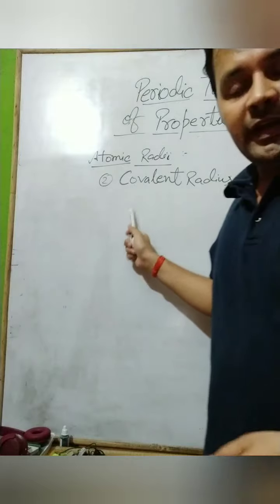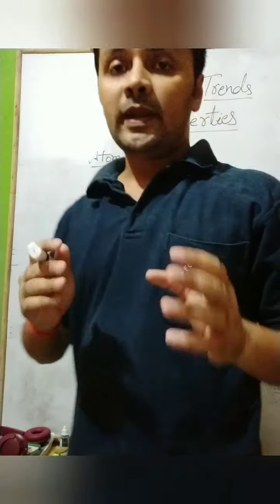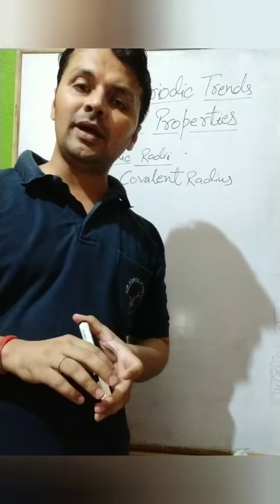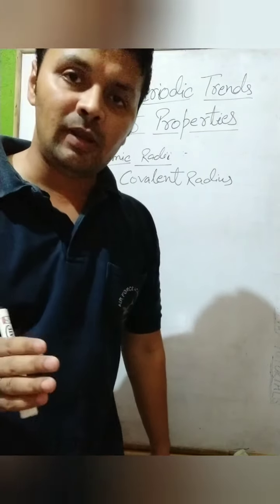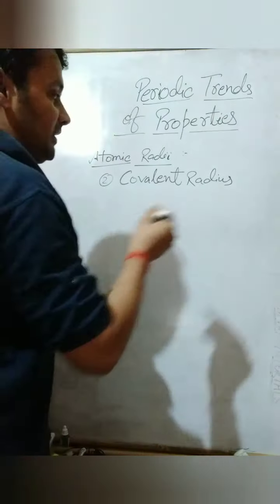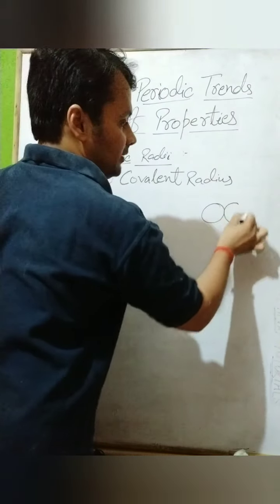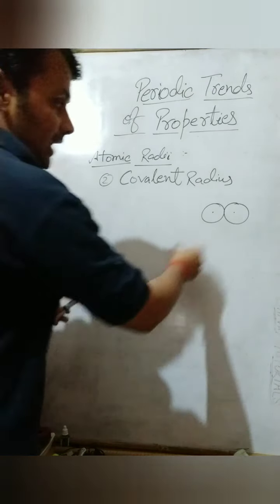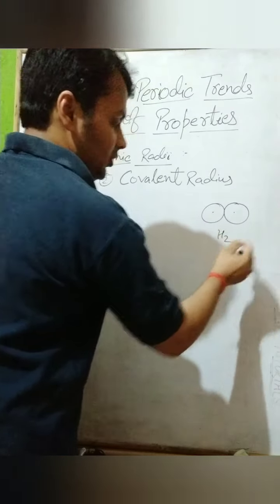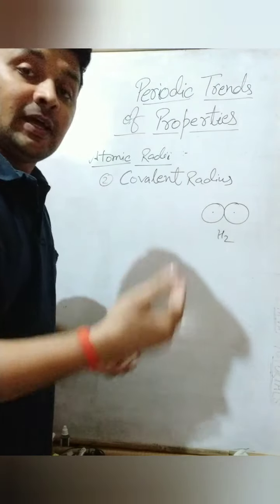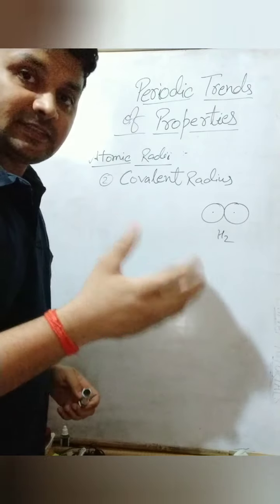The second type of radius is covalent radius. Covalent compounds are formed by the combination of atoms. See, covalent compounds are formed by single bond, double bond and triple bond also. But when we calculate the covalent radius, we consider only the same type of atoms. For example, if we take two hydrogen atoms, the distance between their nuclei. This is the hydrogen molecule; the hydrogen atom is very small, but when it combines with another atom, it forms a molecule which is bigger.